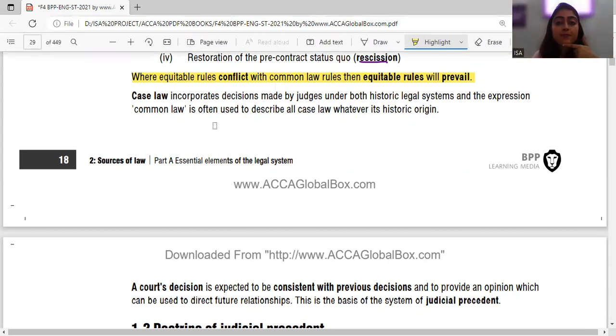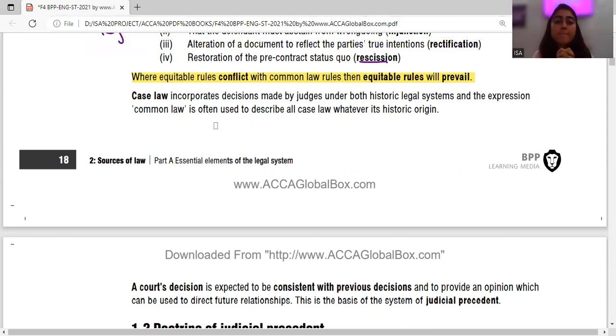Okay, Ali, start reading. Case law incorporates decisions made by the judges under both historic legal systems, and the expression common law is often used to describe all case law, whatever its historic origin. Right. I think it's the repetition, nothing to explain.